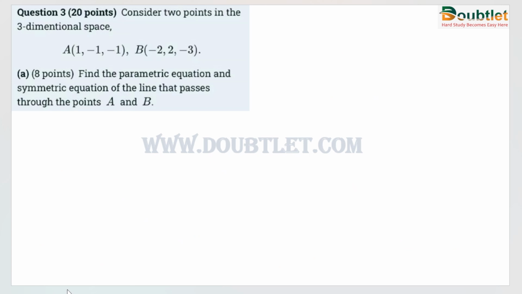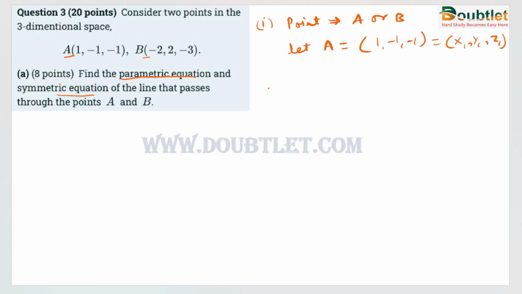Now with an example we will learn how to find the equation of a line passing through 2 points. Here point A is given and point B is given, and the coordinates are given. It is asking for the parametric equation and the symmetric equation, meaning the Cartesian form basically. First of all, as we discussed earlier, we need a point on the line. We can take either A or B. Let's suppose we take A as the point on the line. So this is 1, minus 1, minus 1, and we can consider it as x1, y1, z1.